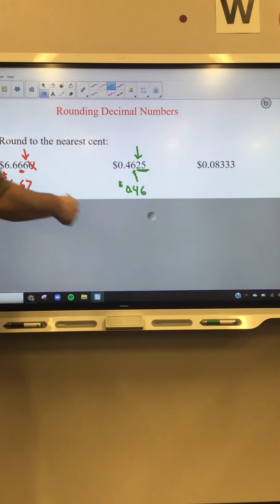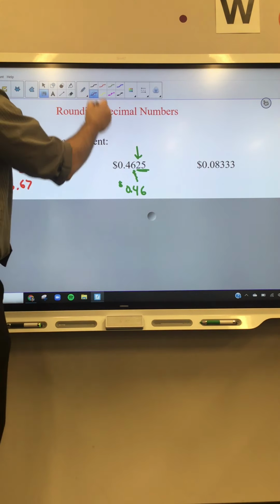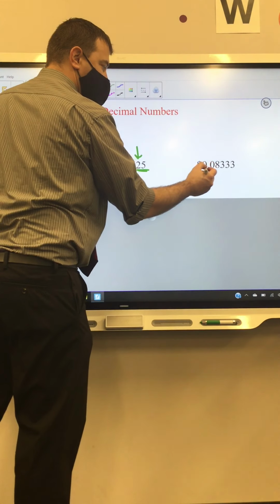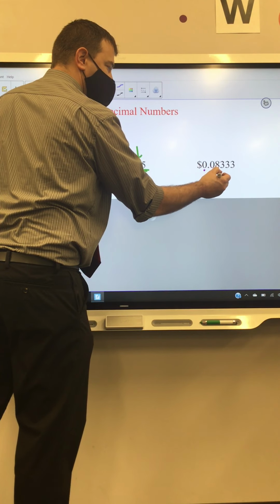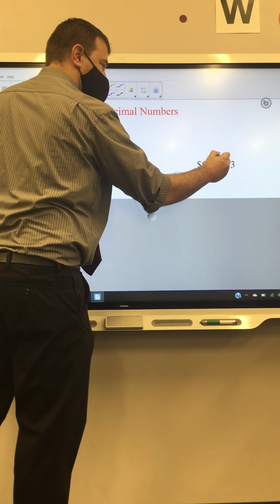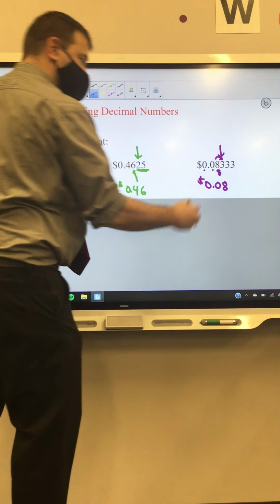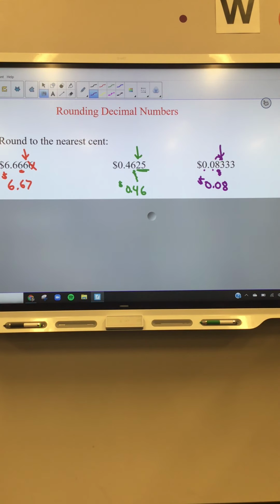Okay, try the last one on your own. Write that down on a piece of paper, please. What do I round this to if I'm going to the nearest cent? 0.08333. So I got dollars, dimes, here's my cents. And I look at the next one over and say, well, this one is not large enough to bump it up, so I'm just keeping it at 8 cents. How many of you got that one right? Any questions with it? We're good? All right, let's take a look at a few more.